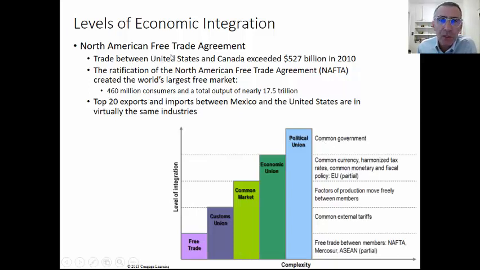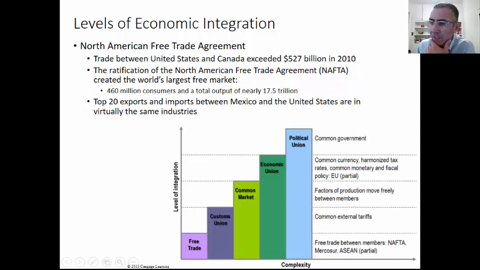Again, North American Free Trade Agreement, trade between the U.S. and Canada exceeded $500 billion in 2010. The ratification of NAFTA created the world's largest free market, which if you think about that, that's true, right? The U.S. is the number one economy in the world. Add about $3 trillion to that with the Canadian and Mexican economy. There you go, or more than $1 trillion. Top 20 exports and imports between Mexico and the U.S. are in virtually the same industry, so that's been really helpful.